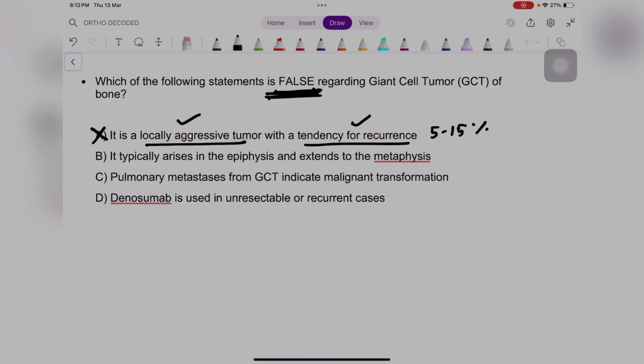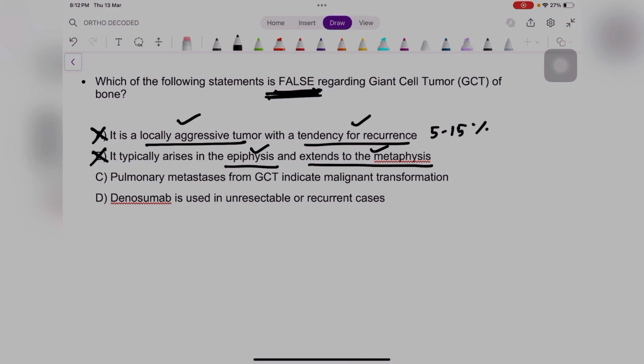Then it typically arises in the epiphysis. Yes, and extends into the metaphysis. Yes, it is arising from the epiphysis and extends into the metaphysis. This option is also true, so it is ruled out.